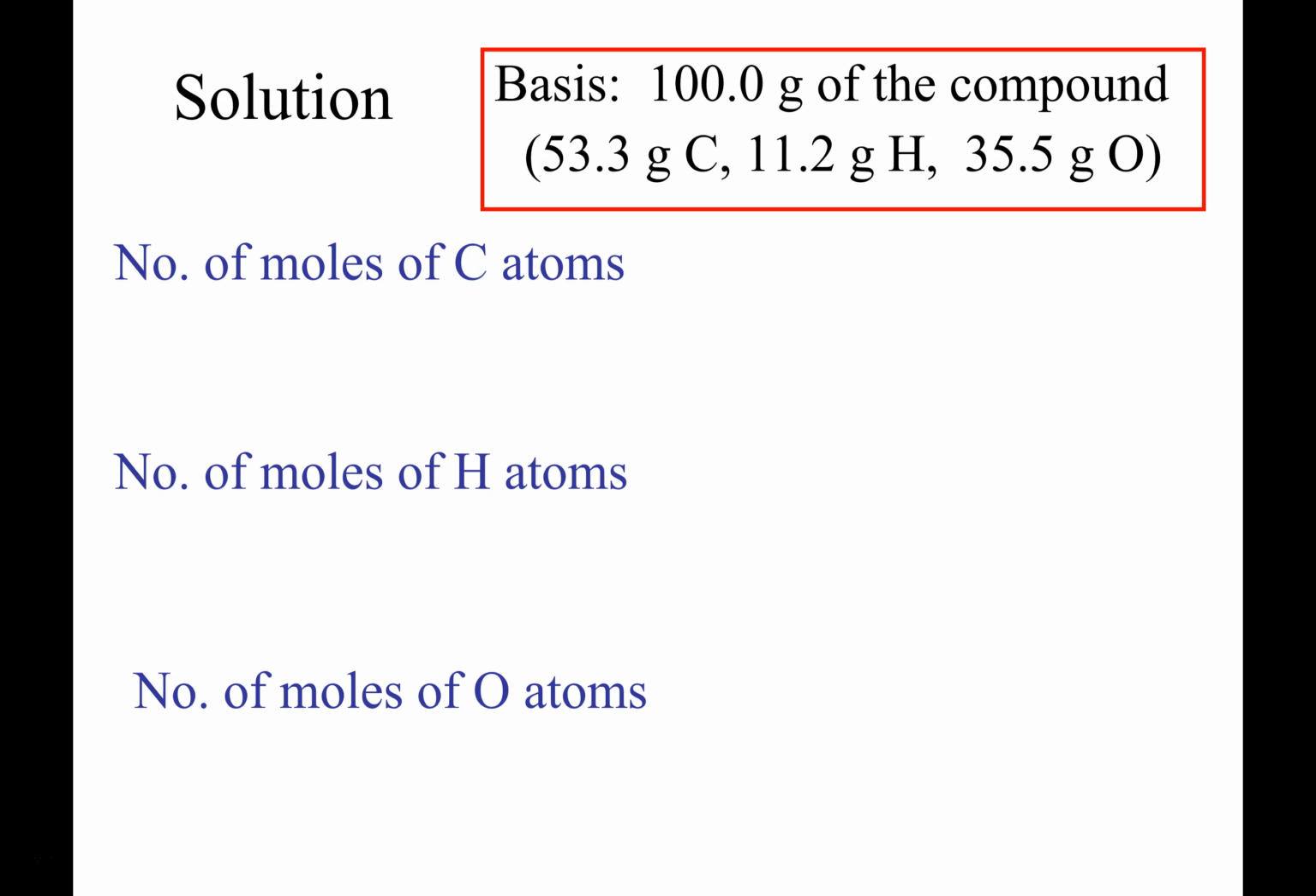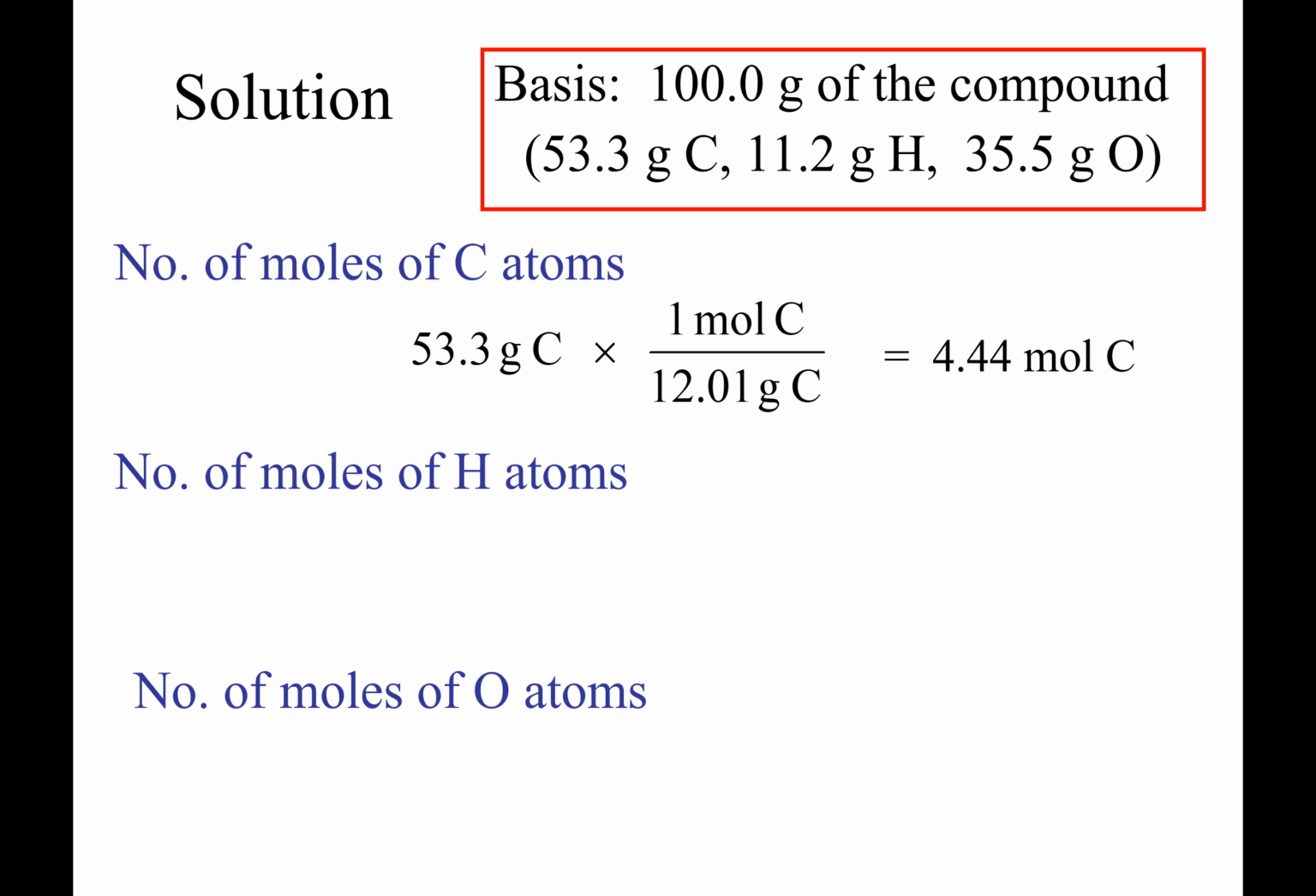So for carbon, our first term would be 53.3 grams of carbon. We use the periodic table, and for carbon, we've got 1 mole over 12.01 grams, 3 sig figs, so you're looking at 4.44 moles. Okay, so I could put a little subscript 4.44 there. It's not a whole number, but we're getting closer.